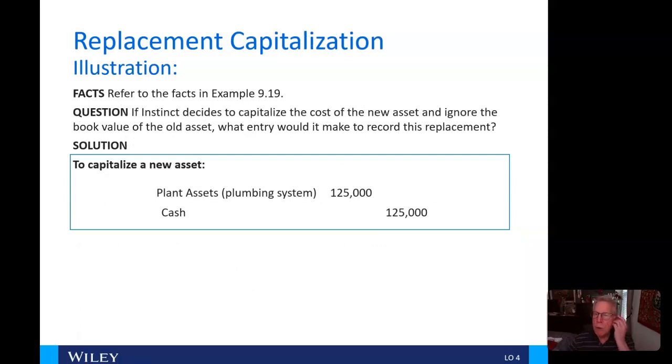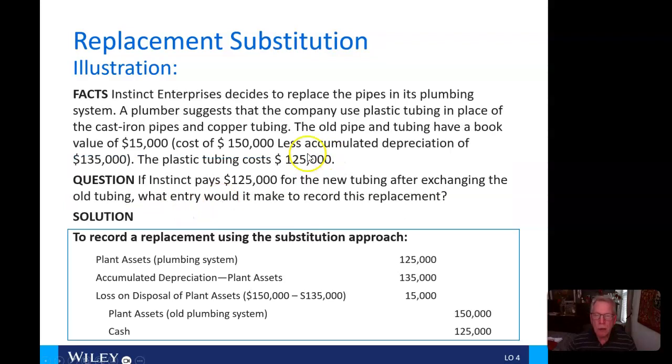Okay, so if we refer to the facts in the example we just went through, if Instinct decides to capitalize the cost of the new asset and ignore the book value of the old asset, what entry would it make? Well, that's an easy one. We're just going to debit plant assets for $125,000 and credit cash. And that $125,000 is here. And we paid cash if we did it the substitution approach too.